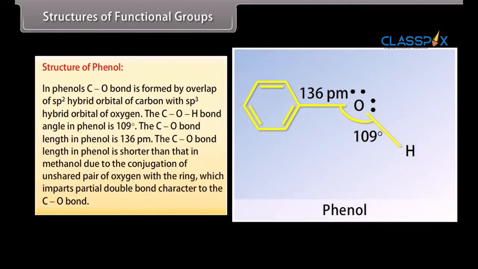Structure of phenol. In phenols, C-O bond is formed by overlap of sp2 hybrid orbital of carbon with sp3 hybrid orbital of oxygen. The C-O-H bond angle in phenol is 109 degrees. The C-O bond length in phenol is 136 picometer. The C-O bond length in phenol is shorter than that in methanol due to the conjugation of unshared pair of oxygen with the ring, which imparts partial double bond character to the C-O bond.